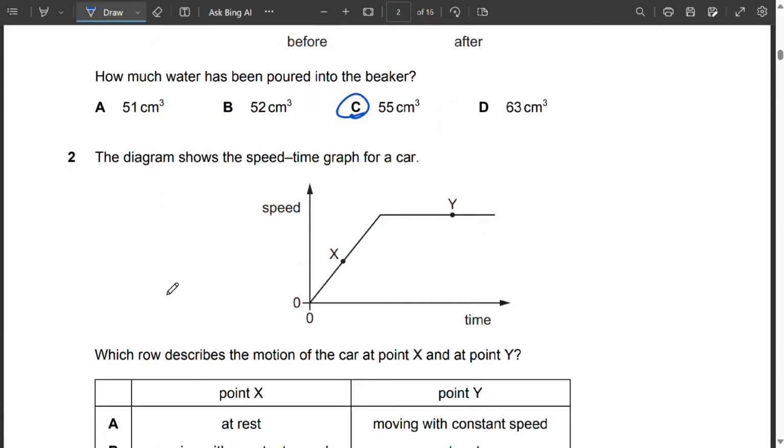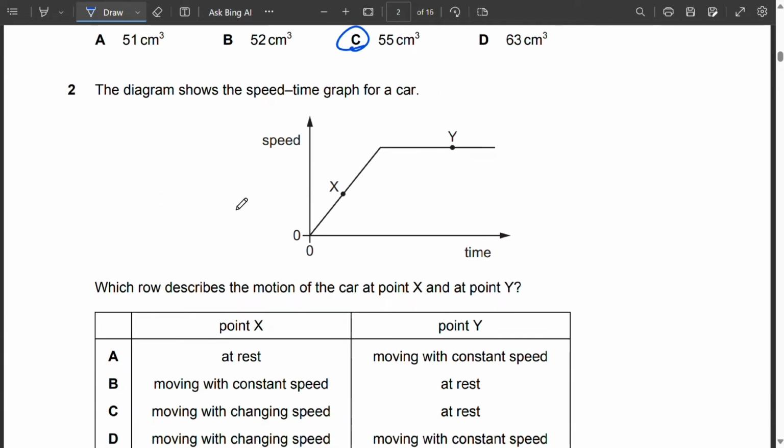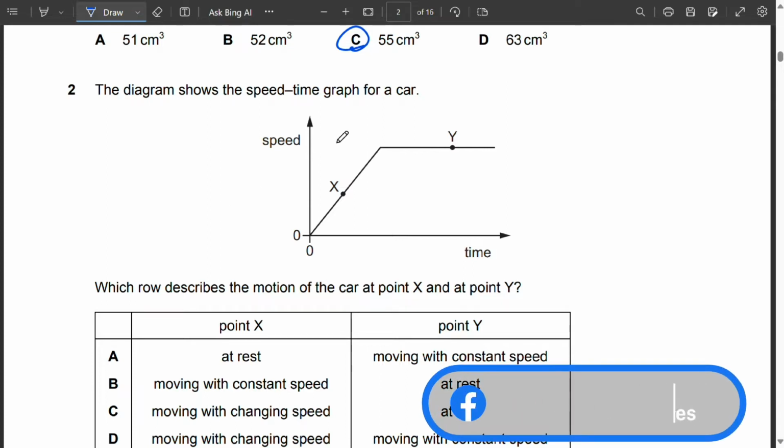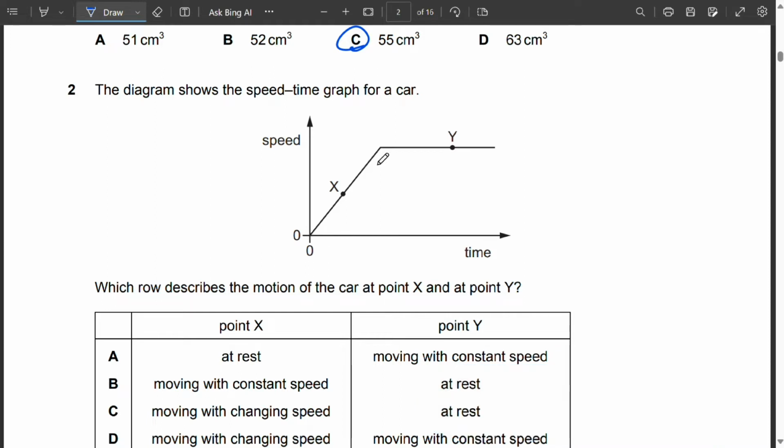Now the next question. The diagram shows the speed-time graph of a car. The slope of the speed-time graph gives you the acceleration, or you can also say this portion is changing velocity, because acceleration is when the velocity is increasing or changing. Whereas this part represents a constant velocity, because the line is parallel to the x-axis.